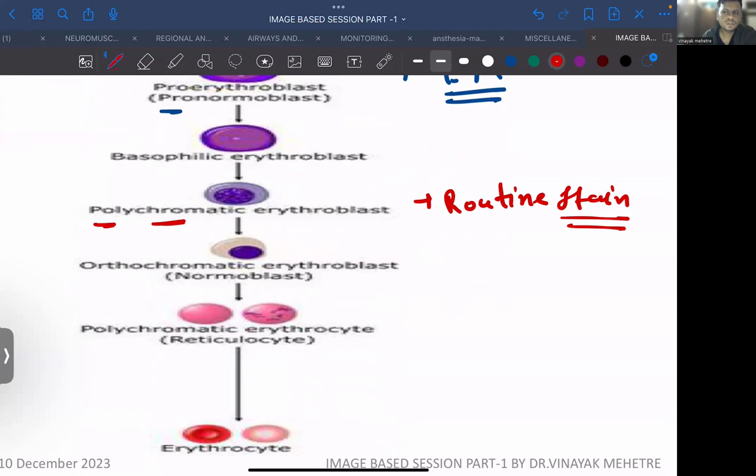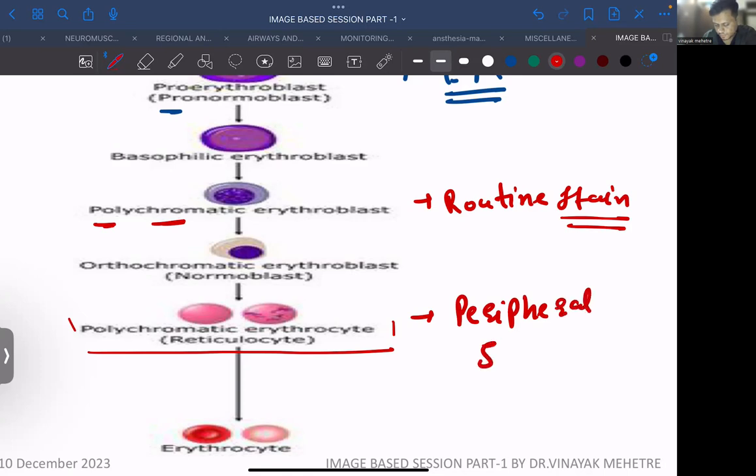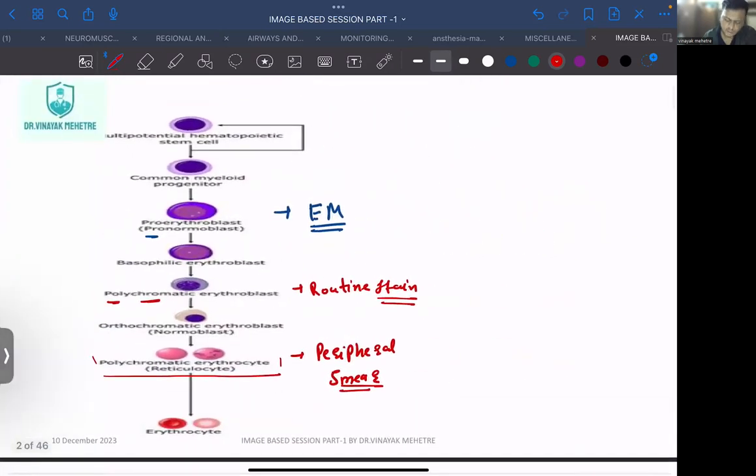Then comes which will be seen on peripheral smear. Peripheral smear, in short, by the naked eyes, right? Under the microscope we will take a blood stain, so it should be seen. Where do you think? This is a mature form of RBC, right? So it will be seen on peripheral smear. Understood? These are the 3 one-liners that you should know.